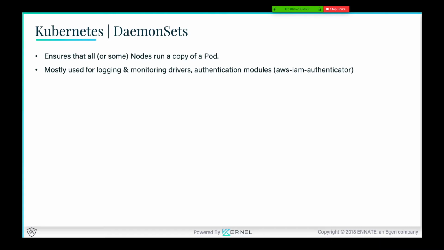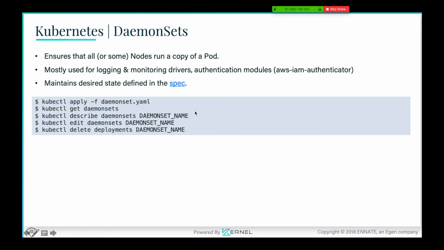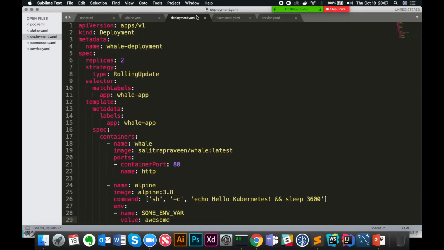Maybe you are monitoring, you want to deploy one pod of Prometheus to monitor all the pods on that particular node and then collect all the metrics and send them to the Prometheus database, or maybe you're using Influx there, all that kind of stuff, including the authentication module. If you remember, I showed you AWS IAM Authenticator. That is running on only the masters. So you can even select a set of nodes to run your pods. And that's how you do it using DaemonSets. Again, the same idea, it maintains the desired state defined in the spec. So let's go and check an example of DaemonSet.